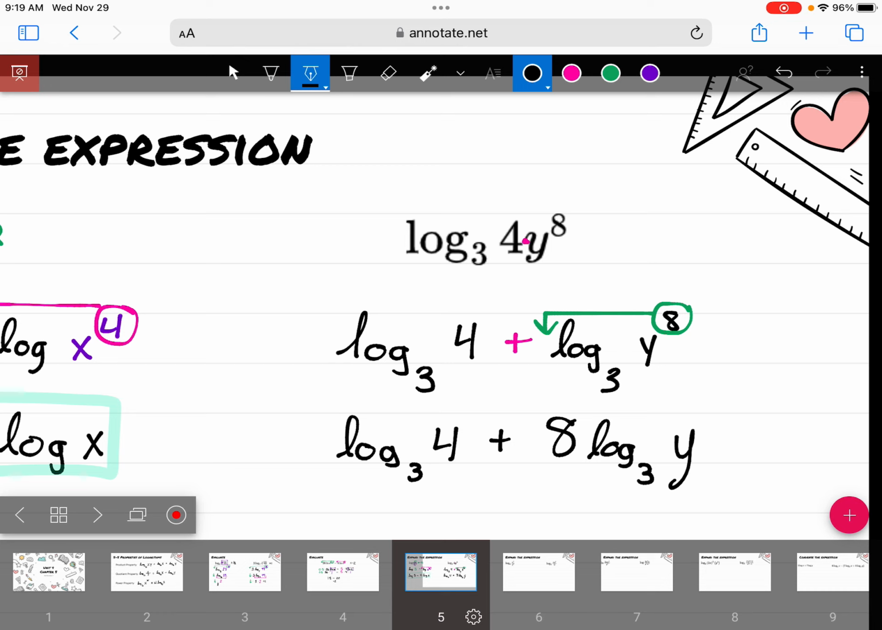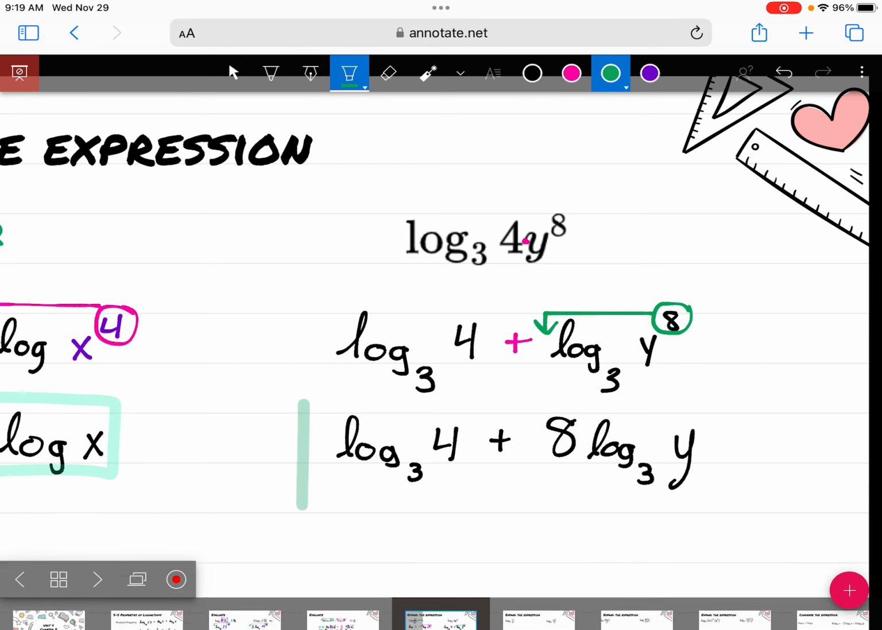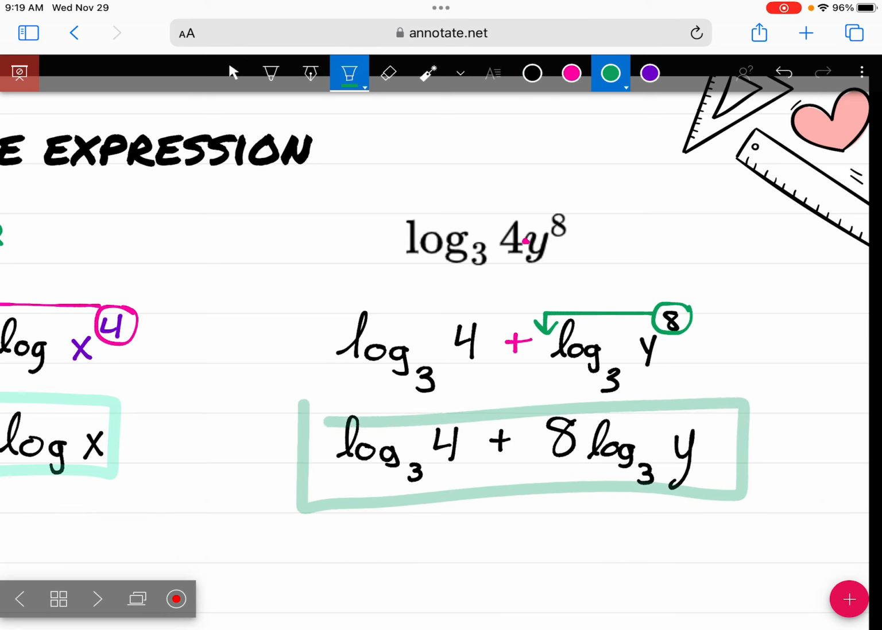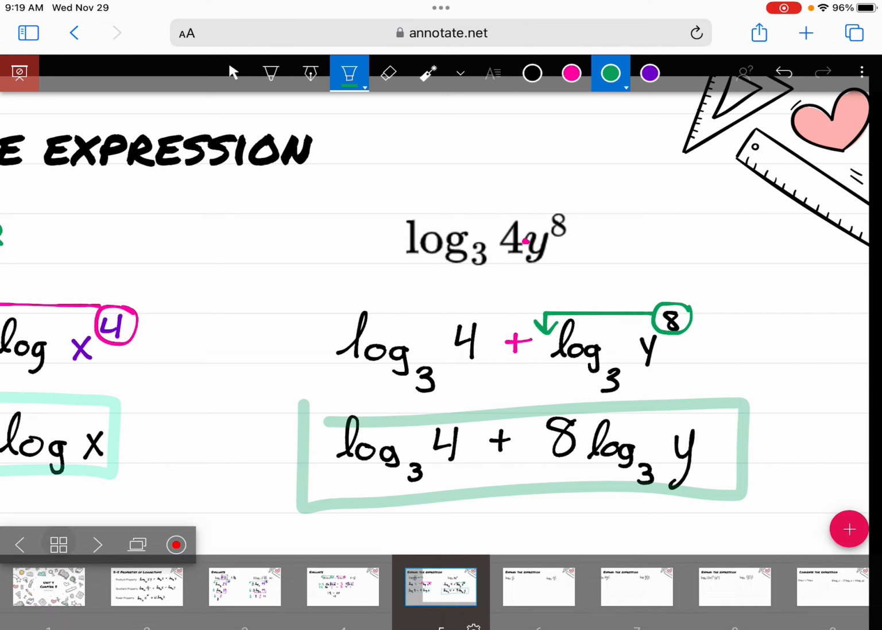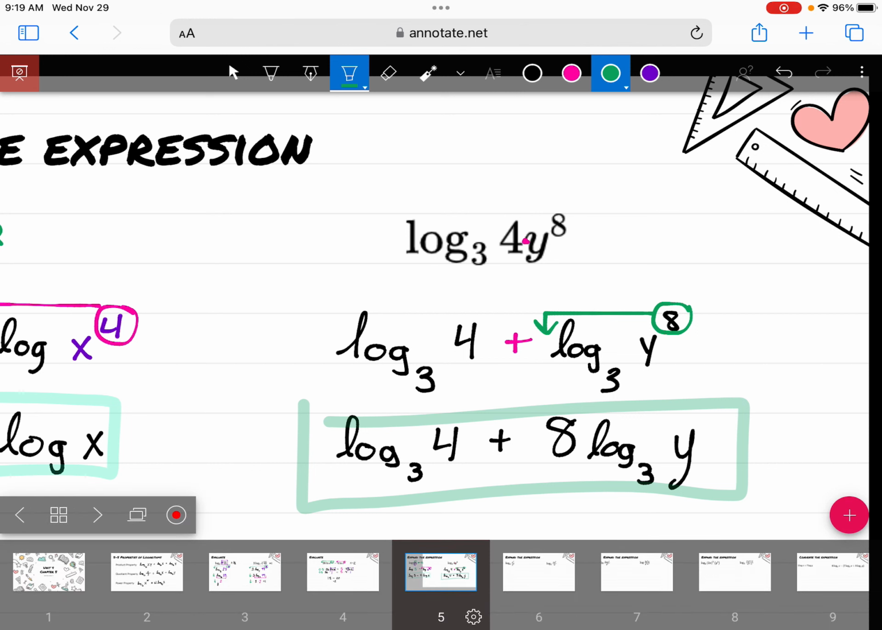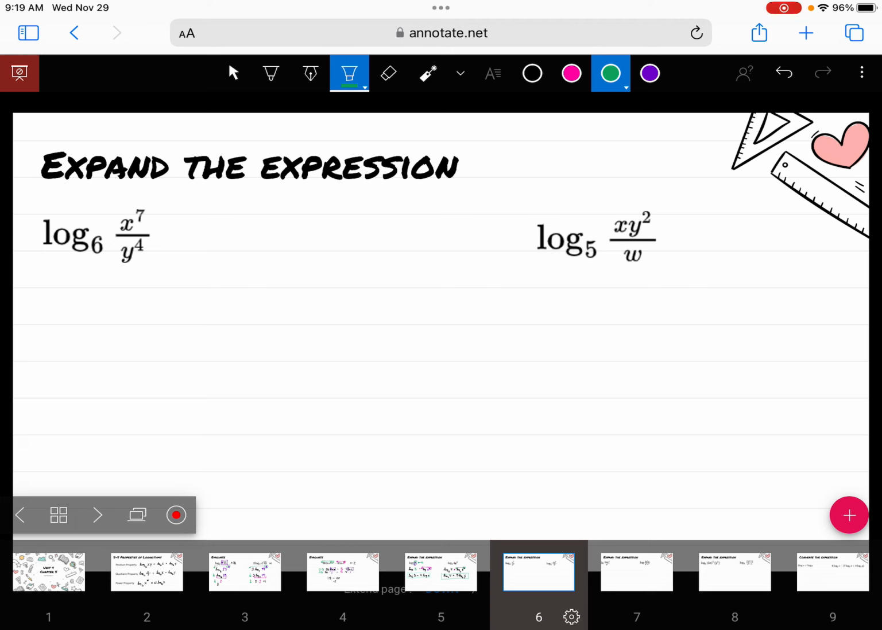Questions on these ones when we're expanding? Because that is our final expansion. Because that's what we're going to keep doing for a hot minute here. We're going to be expanding. So they're going to start getting longer and longer the longer we go on this.